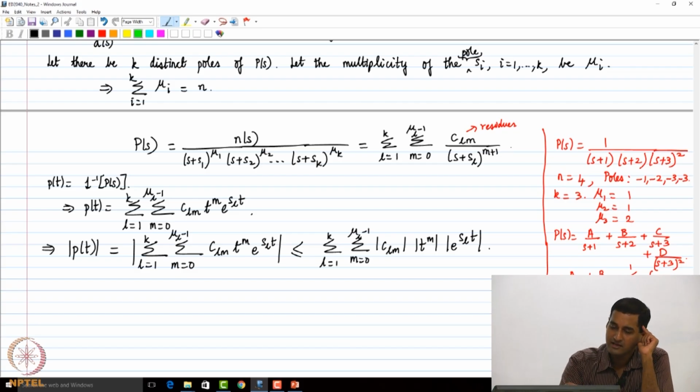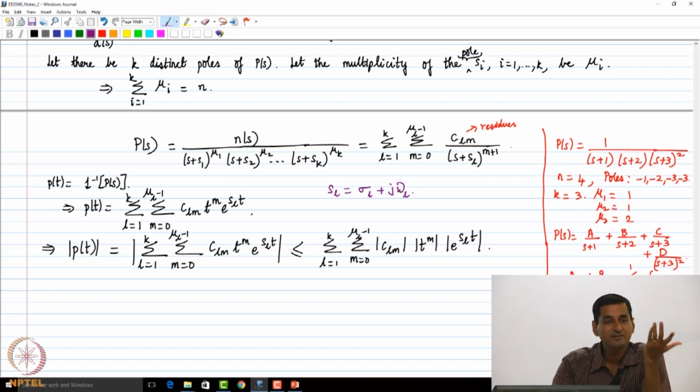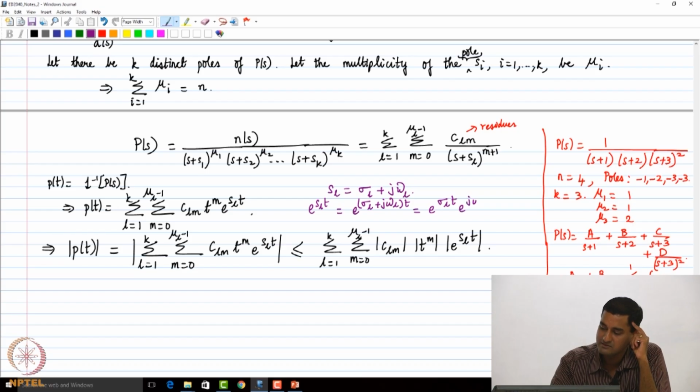Now let's look at this further. s_l is going to be equal to sigma l plus j omega l, because in general you can have the poles to be complex conjugates. I am taking the lth pole, which is sigma l plus j omega l. If it's real, the j omega l term is not there. So what will be e power s_l t? It's going to be e power (sigma l plus j omega l) times t. This is equal to e power sigma l t times e power j omega l t, because e power a plus b is equal to e power a times e power b. So that's what we have.